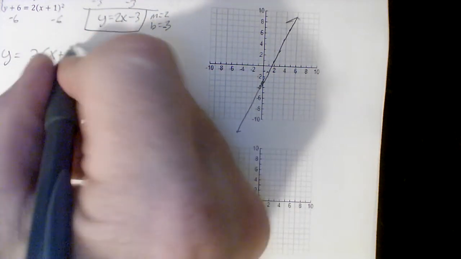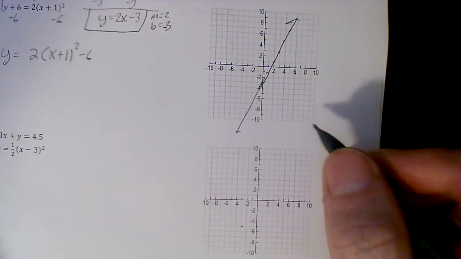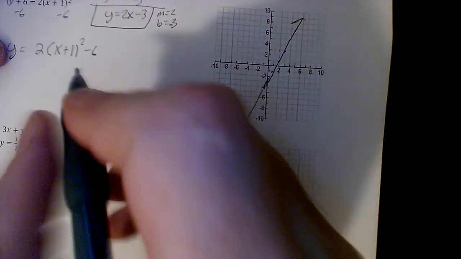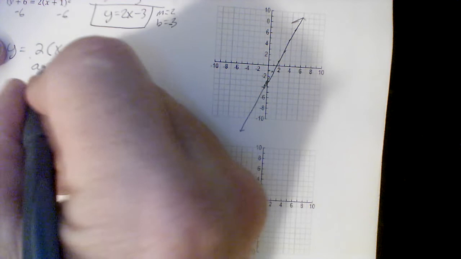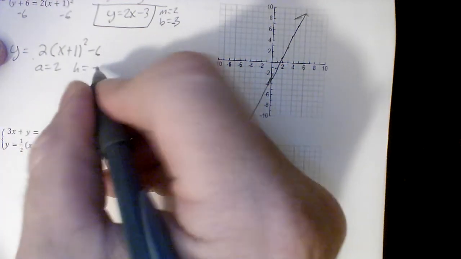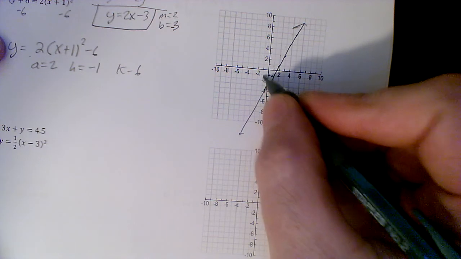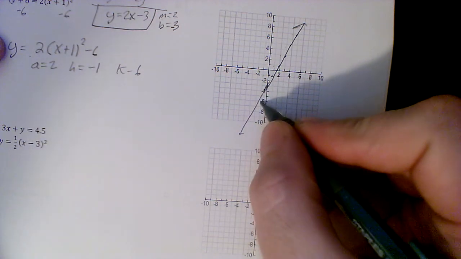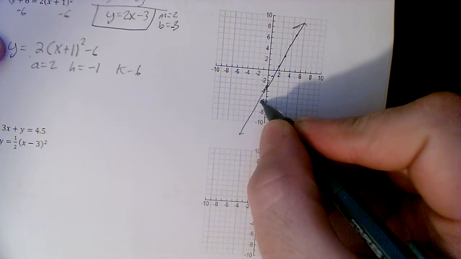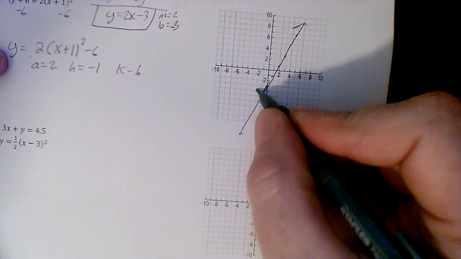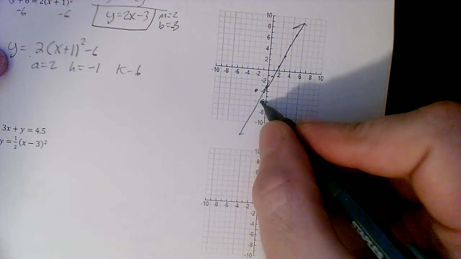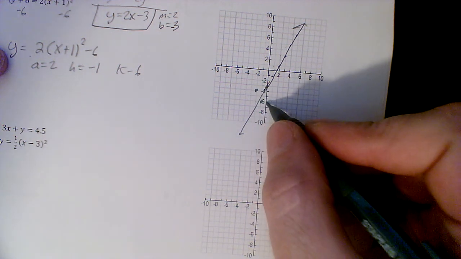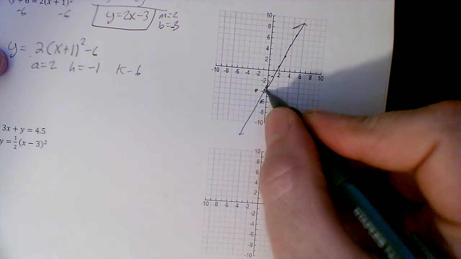This guy right here, if I subtract 6, I've got y equals 2 times (x plus 1) squared minus 6. So I have a stretch of 2, an h of negative 1, a k of negative 6. So let's go negative 1 and down 1, 2, 3, 4, 5, 6 right here. Since my stretch is 2, I go over 1 and up 2 this way, and then over 1 and up 2 this way.